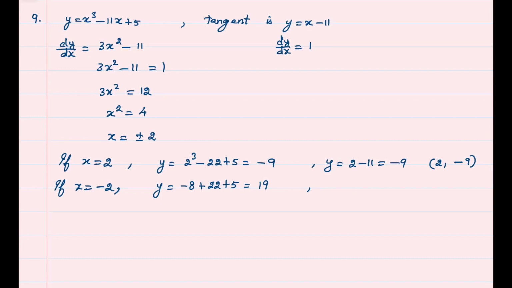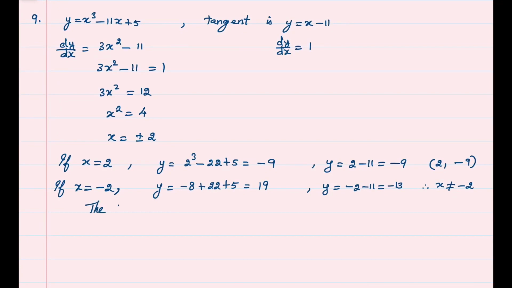Let us plug in this value in the tangent equation. We get y equal to minus 2 minus 11, which is minus 13. These two y values are not the same. Therefore, x cannot be minus 2. Therefore, the required point is (2, minus 9).